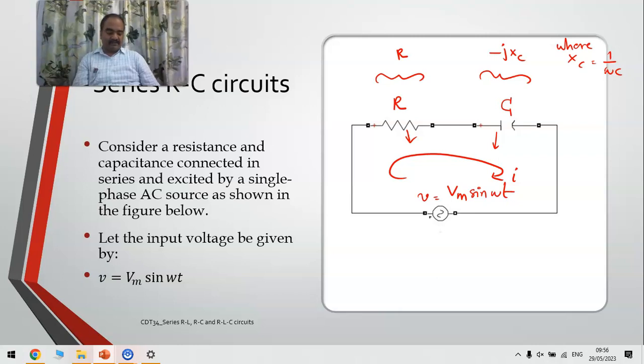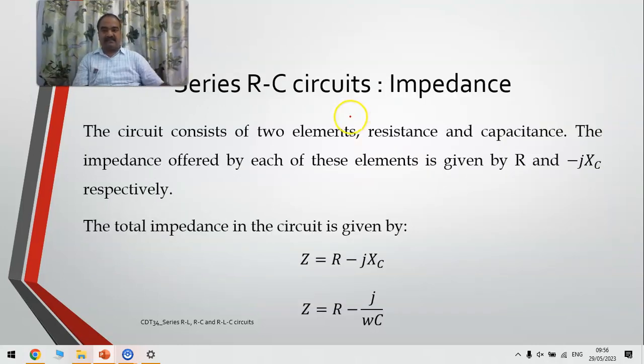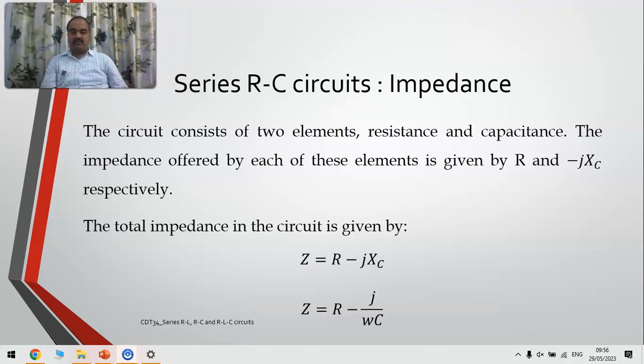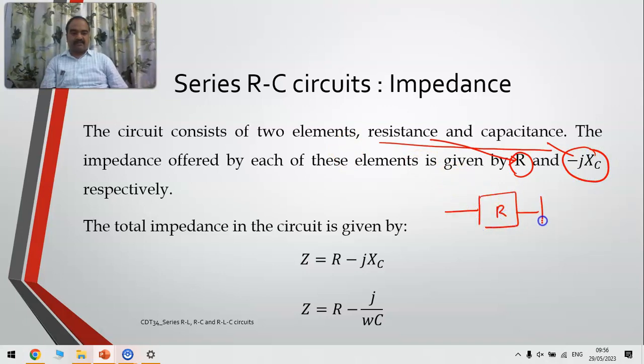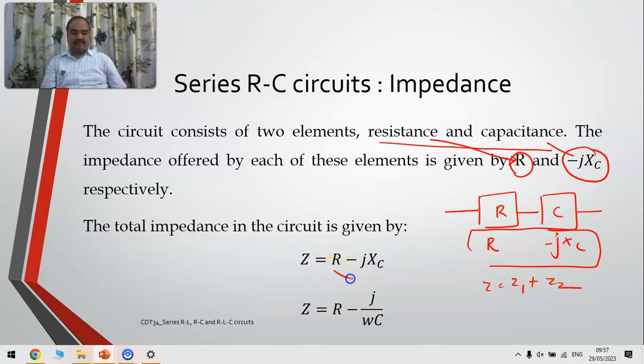Now, what is the total impedance offered by the series RC circuit? As already mentioned, it has resistance and capacitance. The resistance impedance is given by R, whereas the capacitance impedance is given by minus j XC. Both are in series, so Z is equal to Z1 plus Z2. So I'll take it as R plus minus j XC. This is my total impedance.